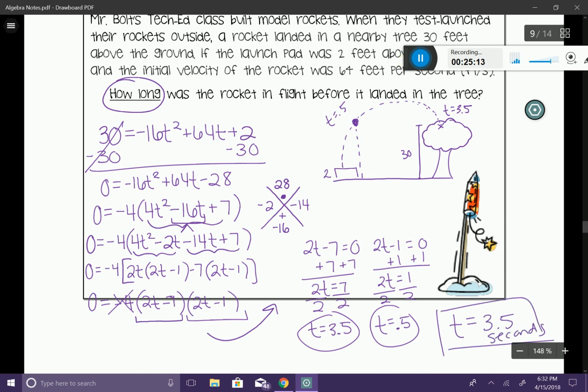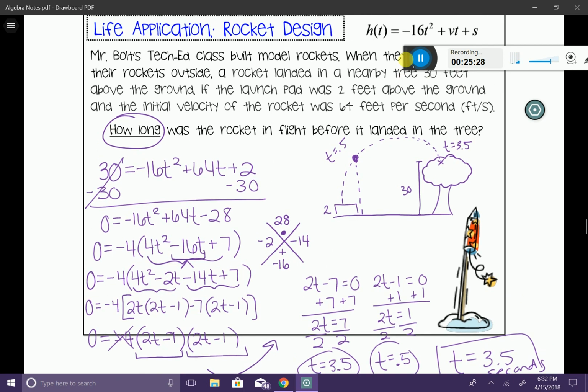So the big takeaways from projectile motion are two things: finding the maximum height of an object in the air, and then finding the time that it takes for an object to get to a specific location in the air or on the ground. All right, so those are all the examples we have for projectile motion.